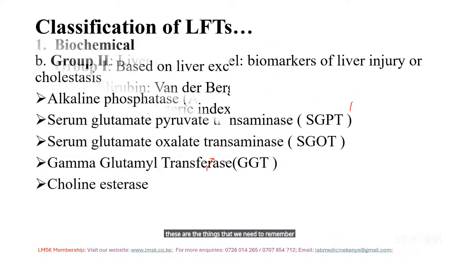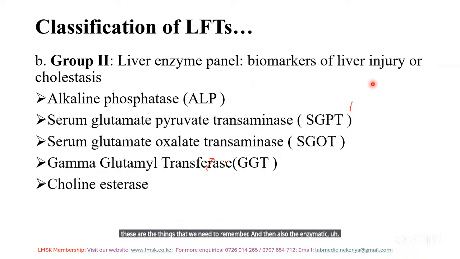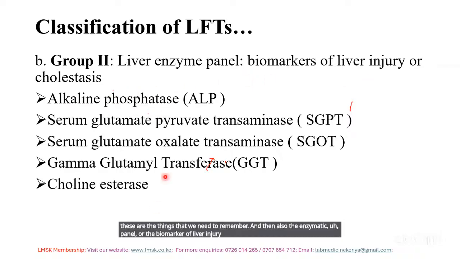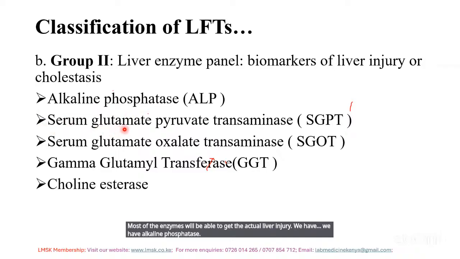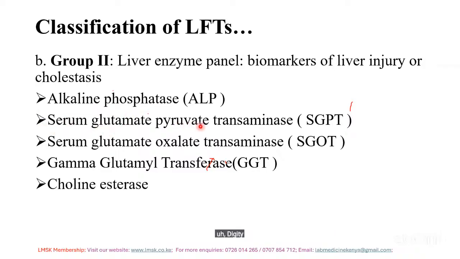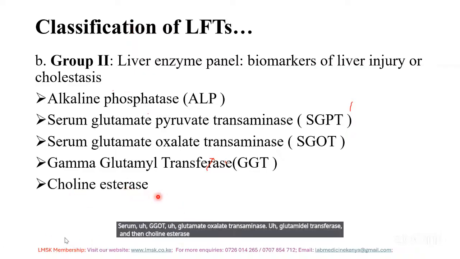And then also the enzymatic panel or the biomarkers of liver injury are the enzymes now. Most of the enzymes will be able to indicate the actual liver injury. We have alkaline phosphatase, GGT, serum glutamate pyruvate transaminase, serum GOT, glutamate oxaloacetate transaminase, gamma glutamyl transferase, and then cholinesterase. Those ones will be elevated in liver injury.